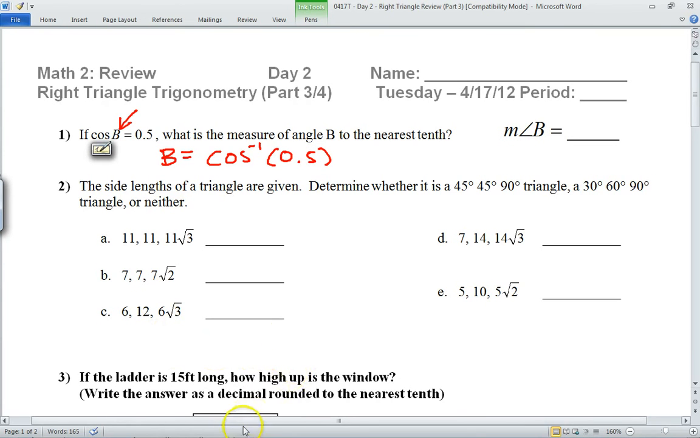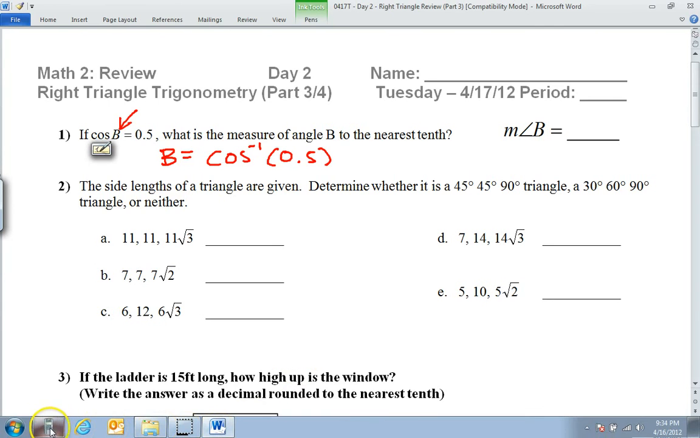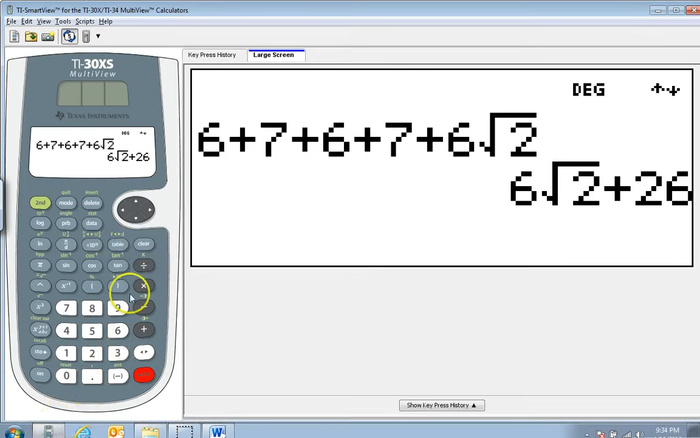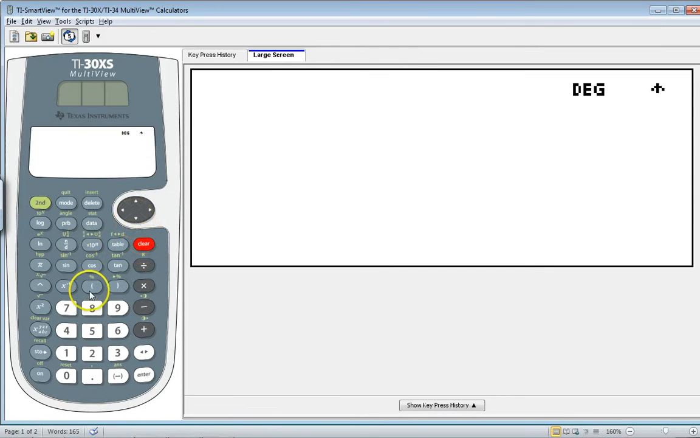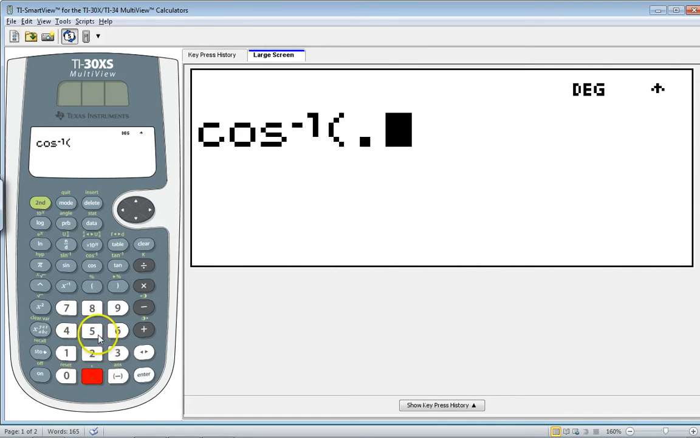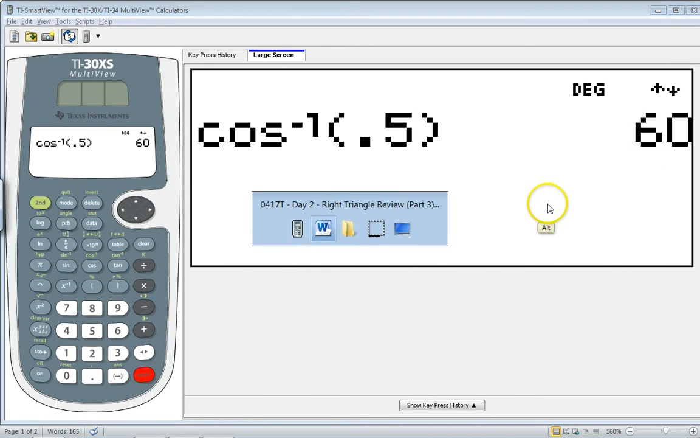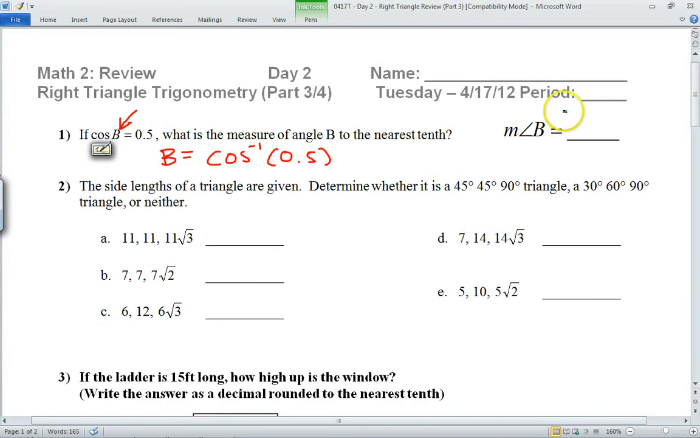You know what? Let me just go ahead and show you this on the calculator. Inverse cosine of 0.5. So remember, to do inverse cosine, we do second cosine, and then you can do your 0.5. So that is 60 degrees. So that's why the answer to number 1 was 60 degrees.